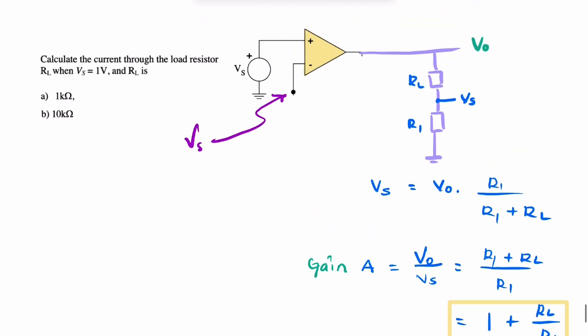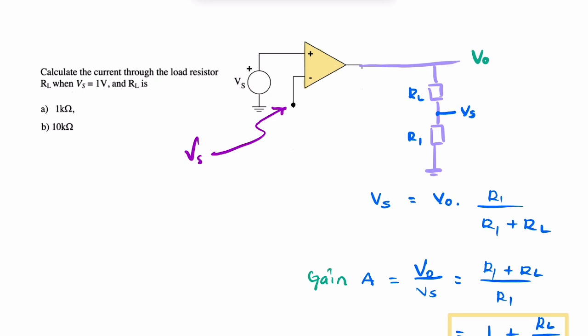Now, in this particular question, it's asking for the current through the load resistor. So it's looking for this current. Remember, we're assuming there's no current entering the amplifier. So it's looking for this current here. So this current really is just this voltage divided by this resistance. So it's the input potential divided by the resistance that's connected to earth.